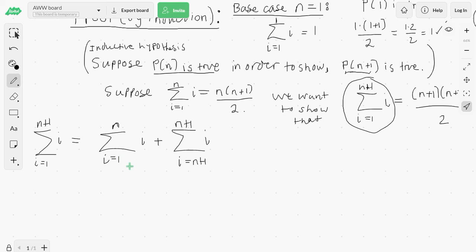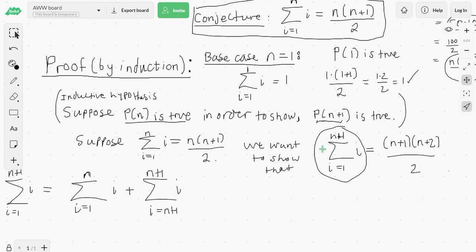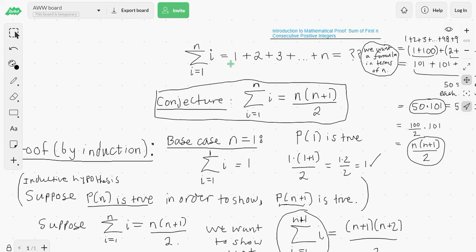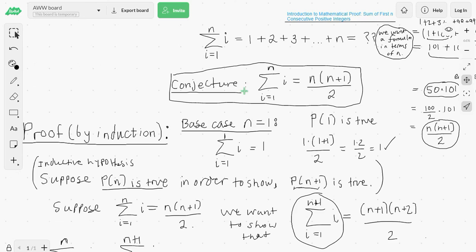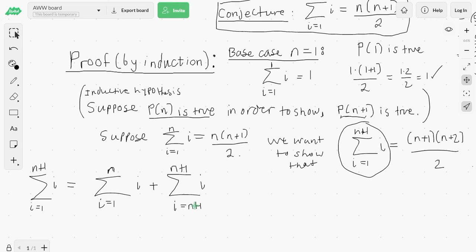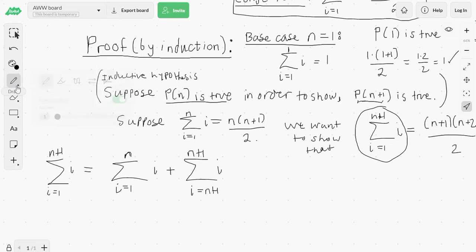The first piece is just summing up to n, so that's like what we've got up here, just summing up to n. And then the last sum is just what we get when we plug in n plus 1. So it's like up to n and then plus n plus 1. So let's write this in now.